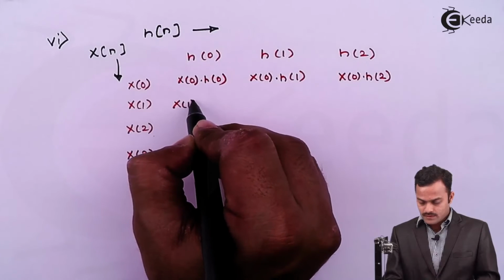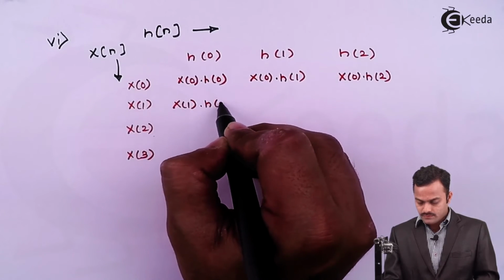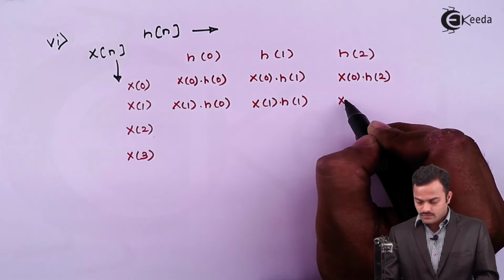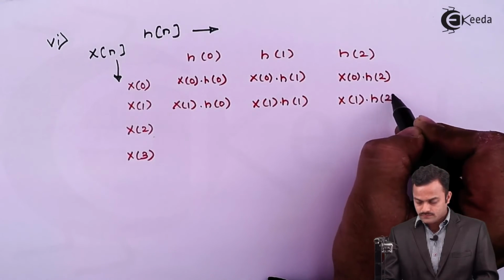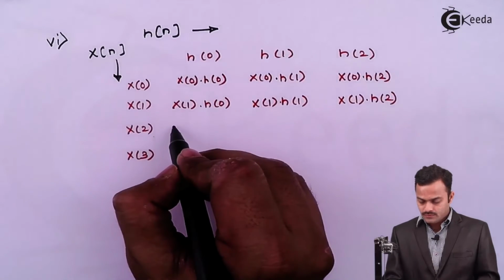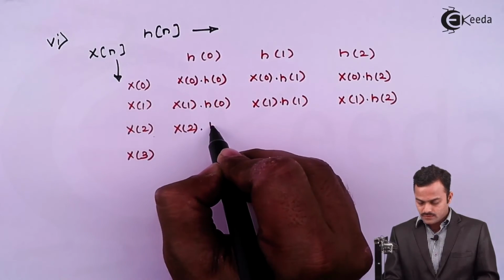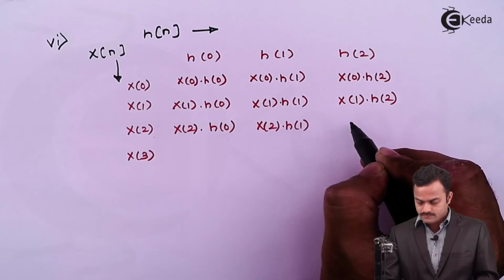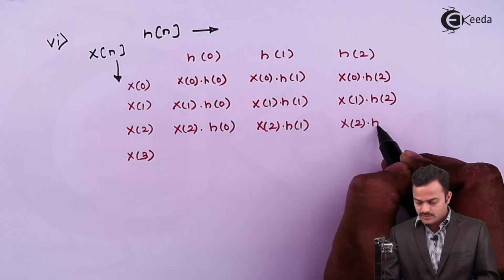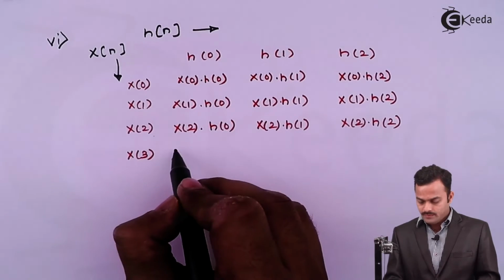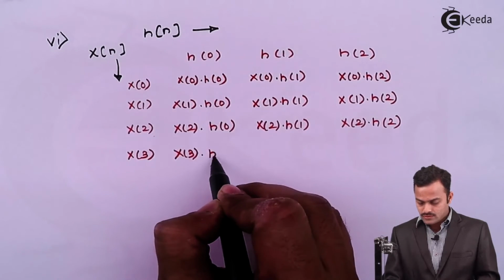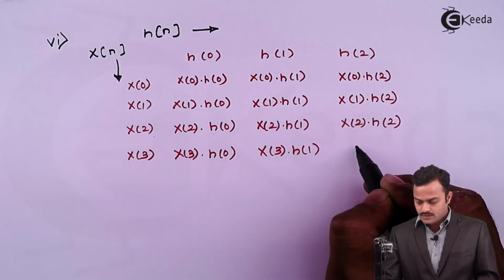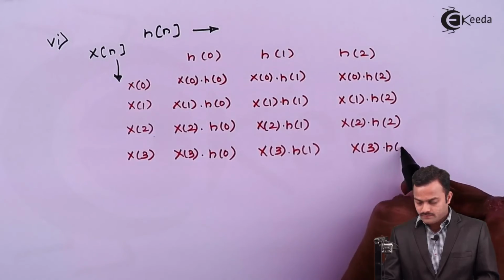So here x of 1 is multiplied with h of 0, x of 1 multiplied with h of 1, x of 1 multiplied with h of 2. Second row is over. Third row, x of 2 multiplied with h of 0, x of 2 multiplied with h of 1, x of 2 multiplied with h of 2. And the final row will be x of 3 into h of 0, x of 3 into h of 1, and x of 3 into h of 2.